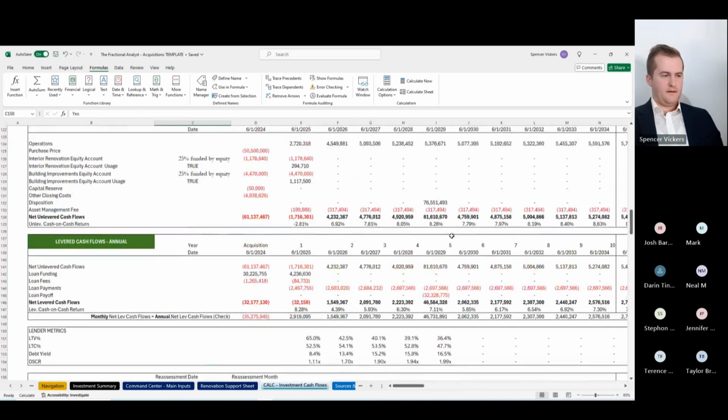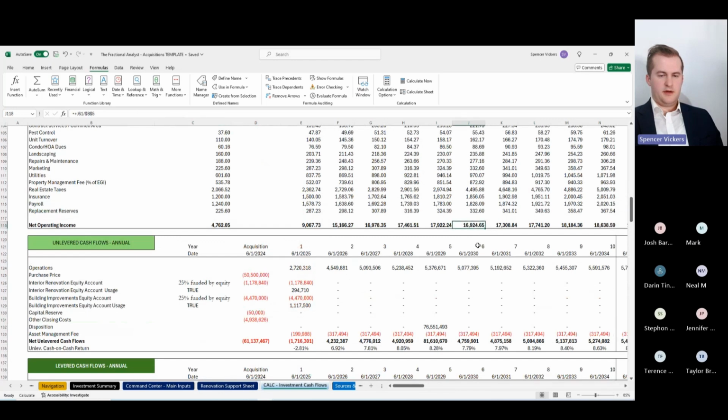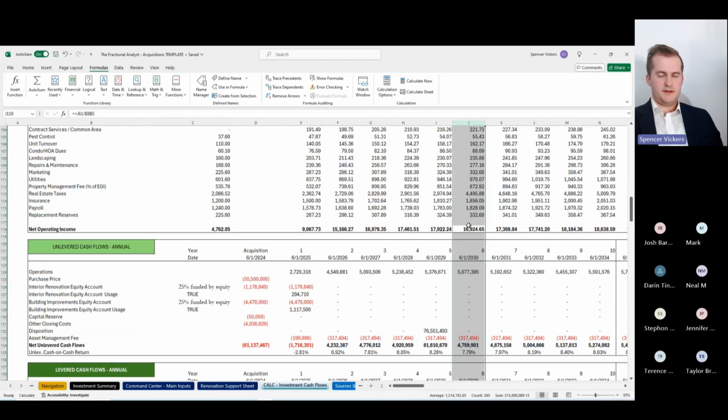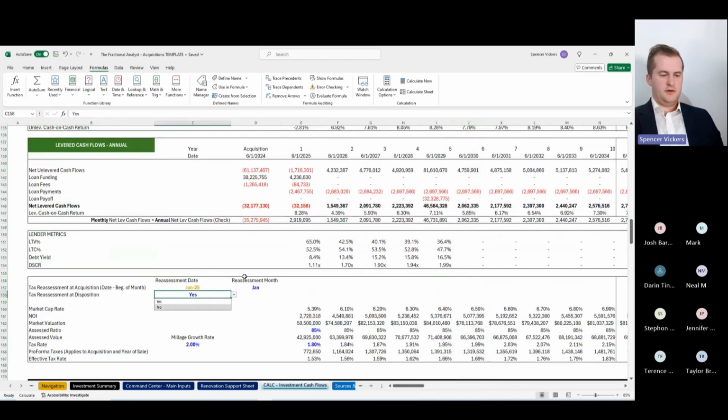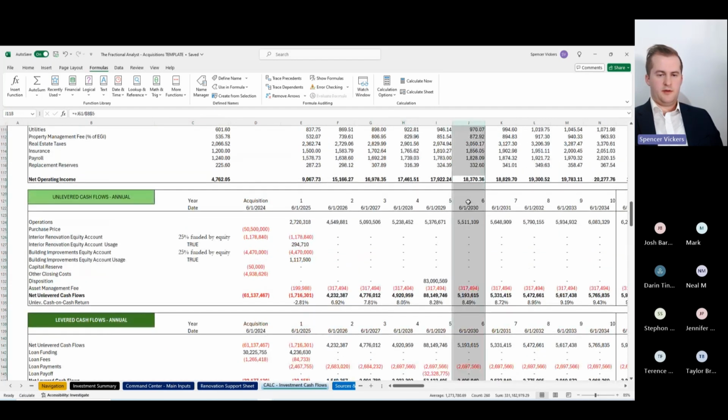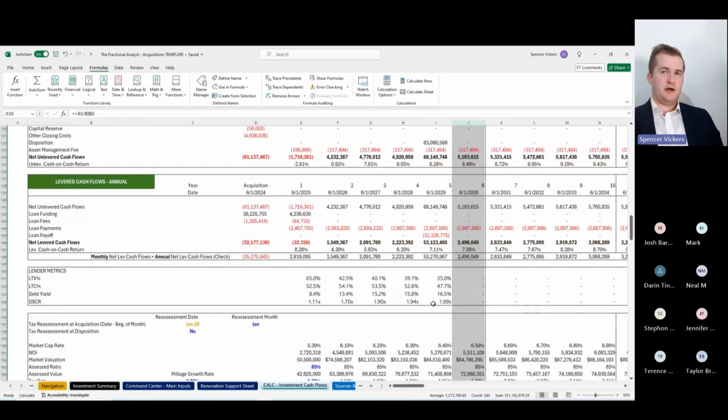You'll notice that if we look at the NOI per unit per year in year 6, the year after disposition, it's lower than year 5. But if you set that to no, I don't want it to be reassessed at disposition, then the NOI per unit per year is actually going to be higher than the prior NOI. And that makes sense. If you reassess your taxes the year after sale, unless you have really big rent growth to offset the tax reassessment, then it's probably going to drop. So that's what that toggle's for.